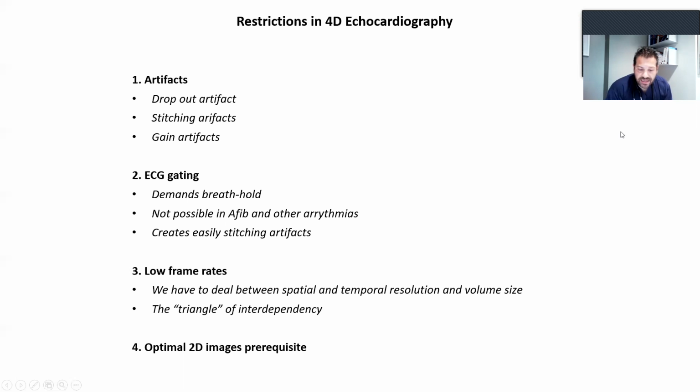In order to obtain a nice 4D examination, we have to be aware of the restrictions of 4D echocardiography. We have to know about the artifacts: the dropout artifact, the stitching artifacts, gain artifacts. It's important to have ECG gating, and the patient needs to breath hold. We don't want atrial fibrillation or arrhythmias in order to acquire multi-beat acquisition. Because we have stitching artifacts, we have to overcome the low frame rate issue, especially when we need to appreciate wall motion abnormalities. And of course, we don't proceed to 4D echocardiography if our 2D images are not perfect.